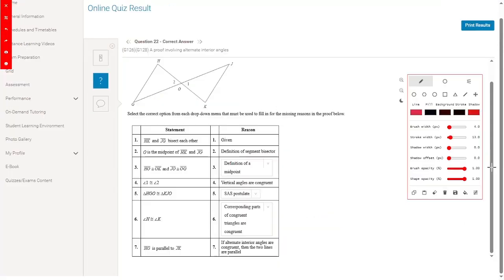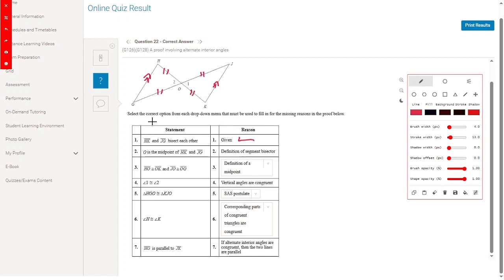Okay. Now for this figure we have HK and JG bisect each other. That means OJ is equal to OG and OK is equal to OH, because they bisect each other in the middle, okay? And this is a given. Now we want to prove that HG is parallel to KG.